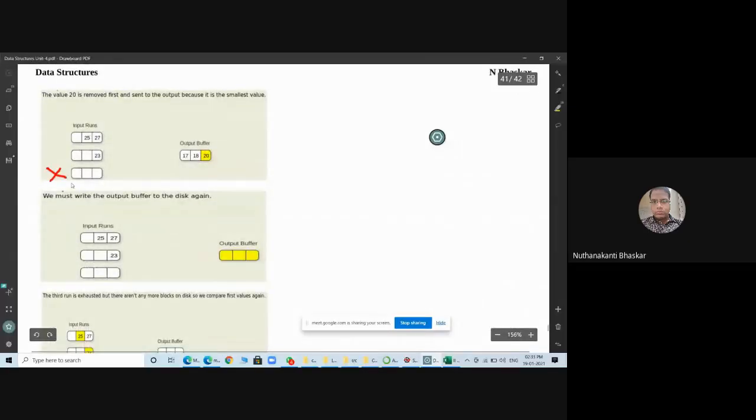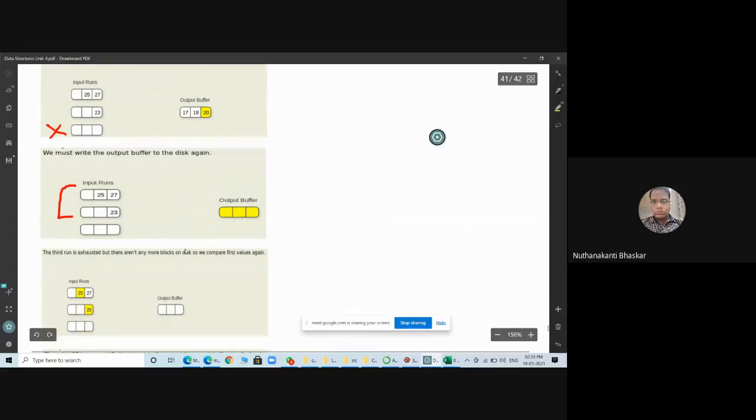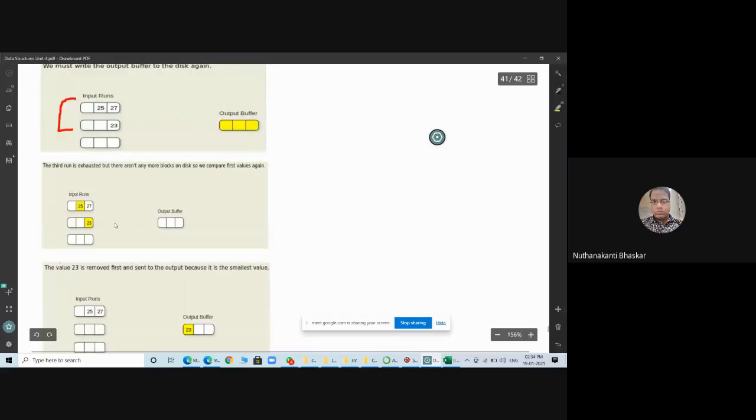If you have any other chunk, then you can add it. If you don't have one, you can compare only within these two chunks. If I don't have any other chunk, then I am taking only these two chunks for sorting. 25 and 23. Which is the smallest? 23. Yes, you have 23.